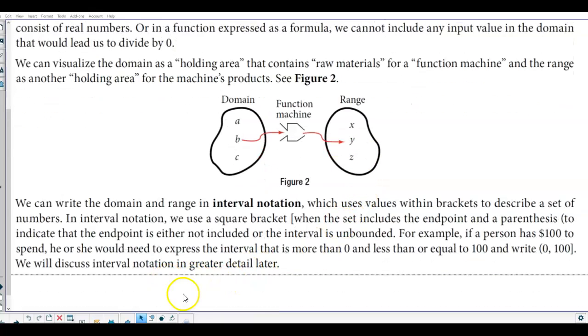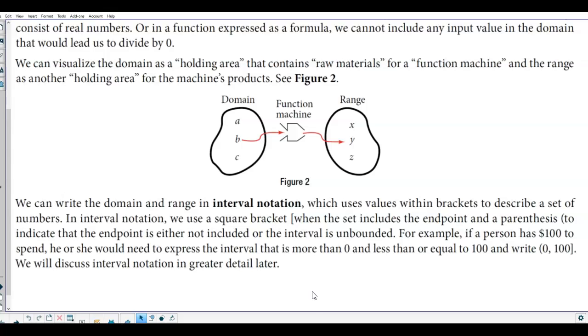Now, we can write the domain and range in interval notation, which uses values within brackets to describe a set of numbers. In interval notation, we use a square bracket when the set includes the endpoint and a parenthesis to indicate that the endpoint is either not included or the interval is unbounded.